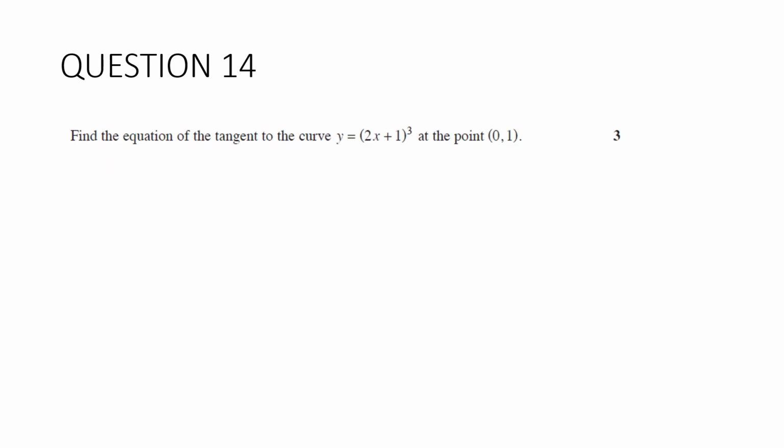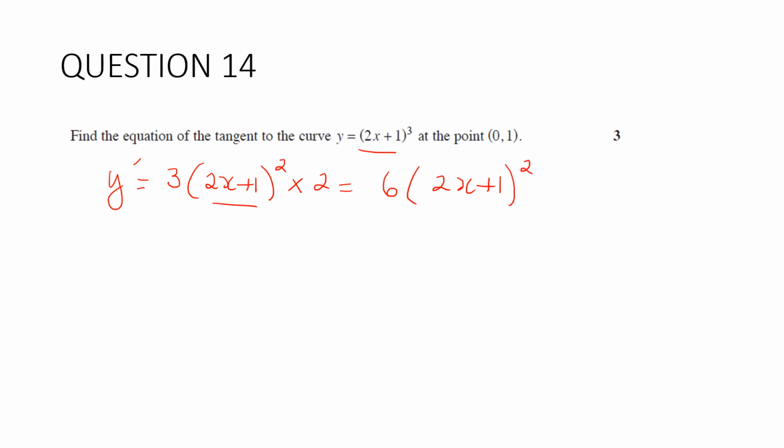Question 14. Find the equation of the tangent to the curve y equals (2x plus 1) all cubed at the point (0, 1). Start by differentiating. We have a chain rule, so we're going to differentiate the outside function times by the derivative of the inside function, which gives us 6 brackets 2x plus 1 all squared. That was our first mark.